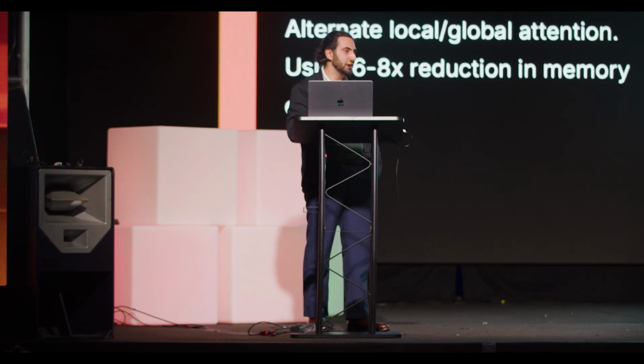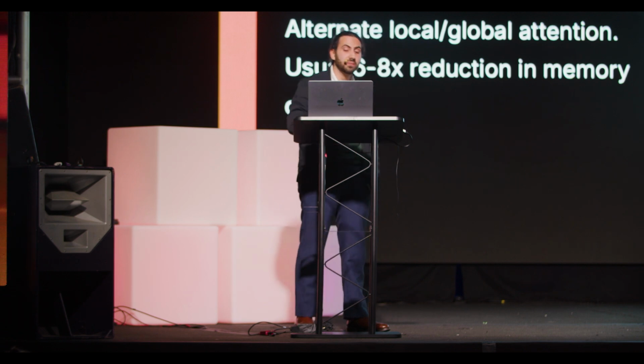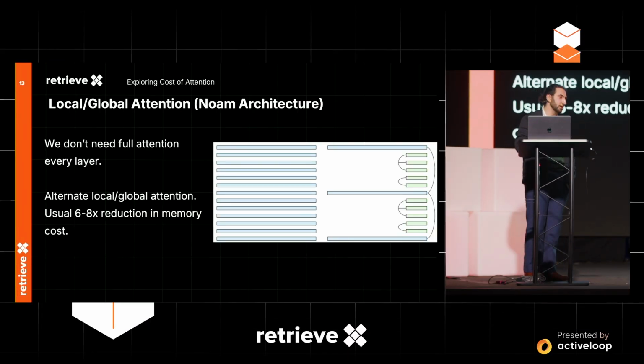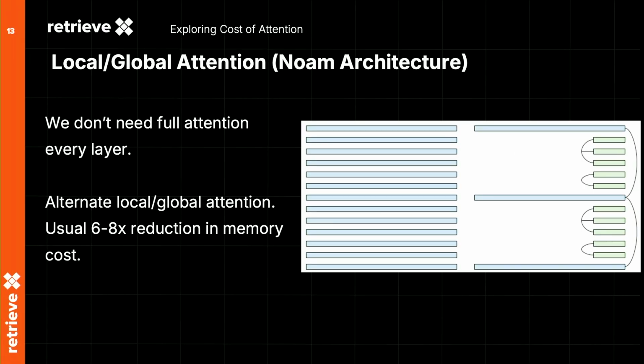So we only really need to do full attention every once in a while. This is what we call local attention, which is looking maybe 8K tokens behind you. And then you have full attention, which is looking over your whole, let's say, 1 million or 10 million sequence. And just by alternating this local and global attention, you can further get 6 to 8x reduction in memory cost.